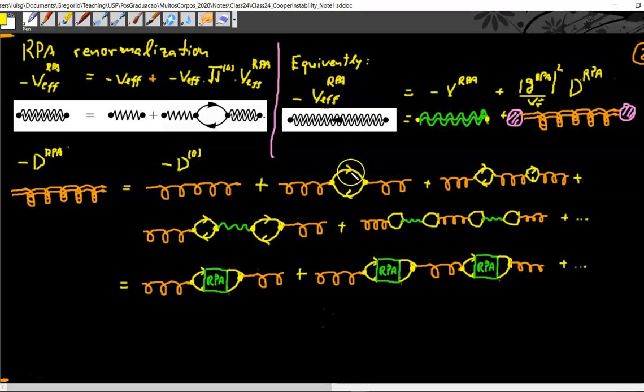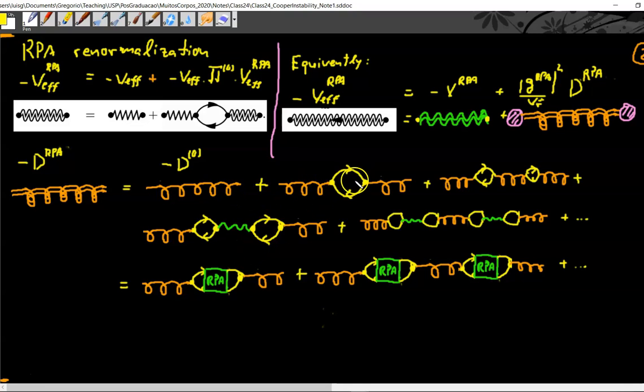Also remember this pi involves all the bubble diagrams connected by Coulomb interactions. That's how we did it in the RPA. So it would be terms like one bubble, then two bubbles connected by one interaction line, three bubbles connected by two interaction lines, and so on and so forth.